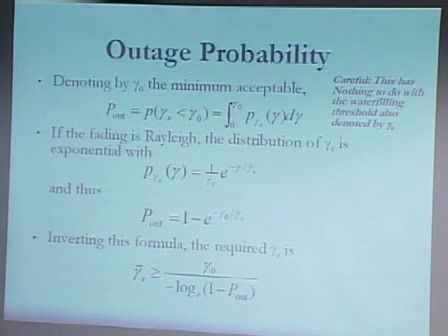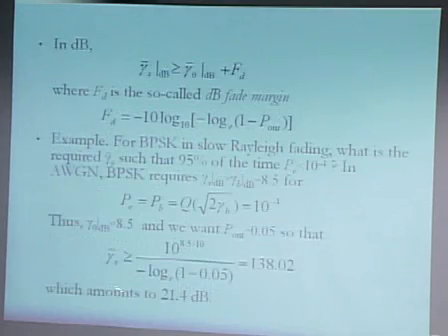And now I have to divide by minus log of 1 minus P out. And I want a P out of 5%, right? I want to have 90% of the time this condition. So the outage is going to be 5%. So it's 1 minus 0.05. So I just work this out, plug it into the calculator, and I get 138.02, which in dB is 21.4.